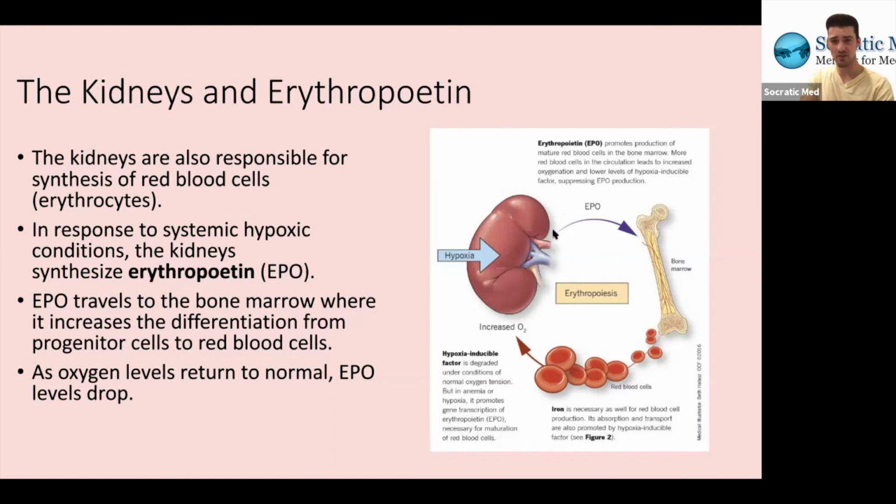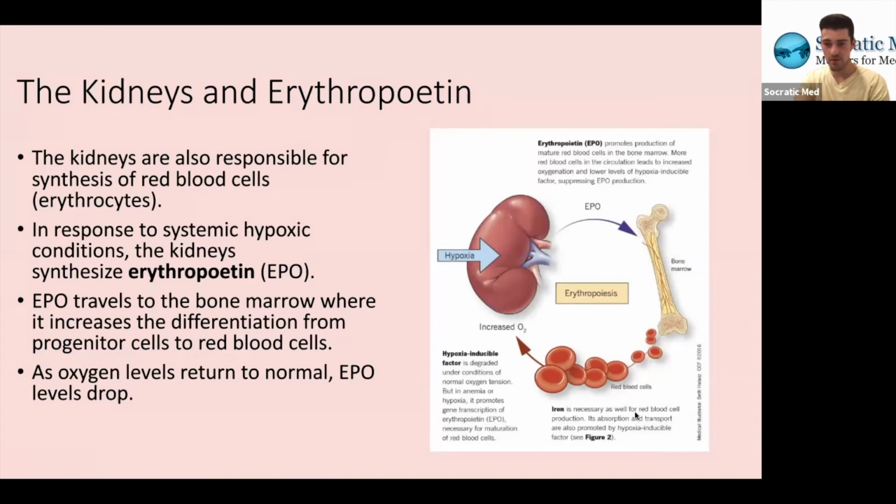I mean, you can take a look over here. Erythropoietin promotes the production of mature red blood cells in the bone marrow. More red blood cells in the circulation lead to increased oxygenation and lower levels of hypoxia-inducible factor, suppressing EPO production. So that's the specific mechanism. You can memorize it if you want. I don't really think it's too high yield or too worth it.